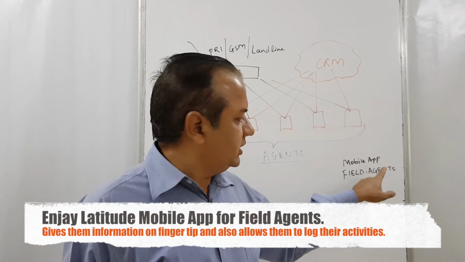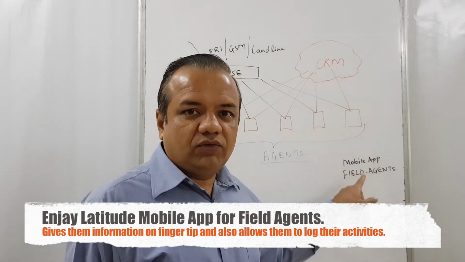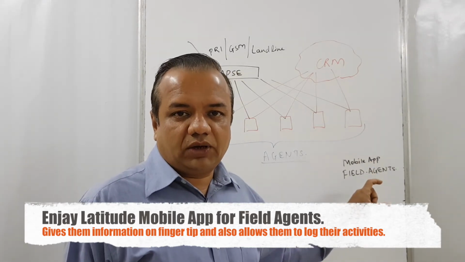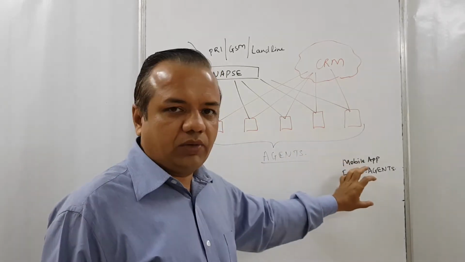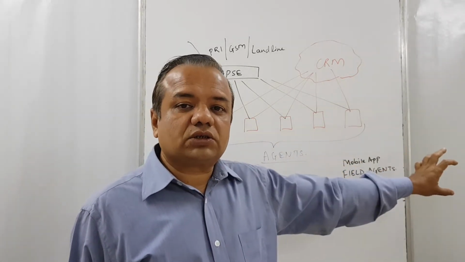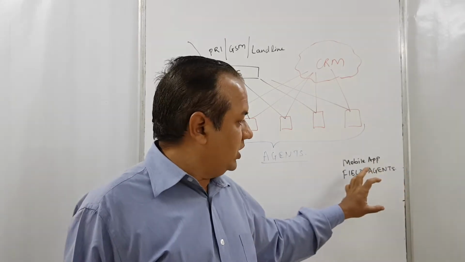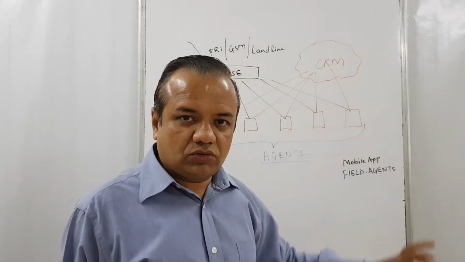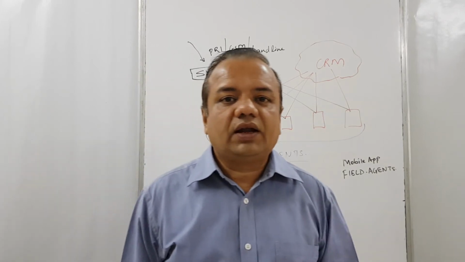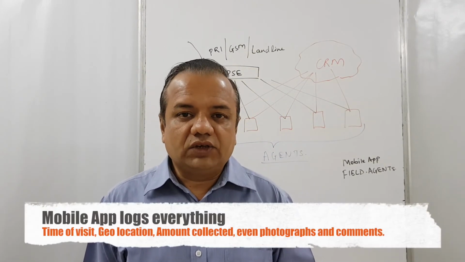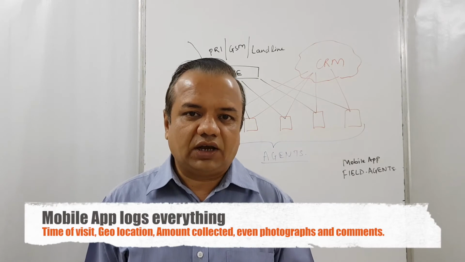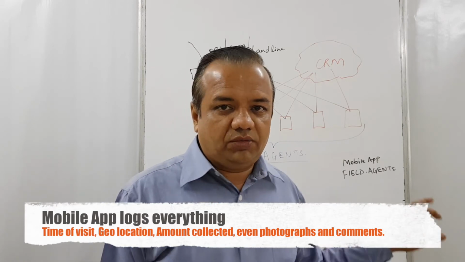And this field agent is carrying a mobile app. So he will receive a notification on his mobile app with all the details of this borrower, and he goes to the customer to collect the money. And now when he goes to the customer, this mobile app has a facility that he can log receipts from there itself. The visit, the geographical location, time and everything is also logged automatically.